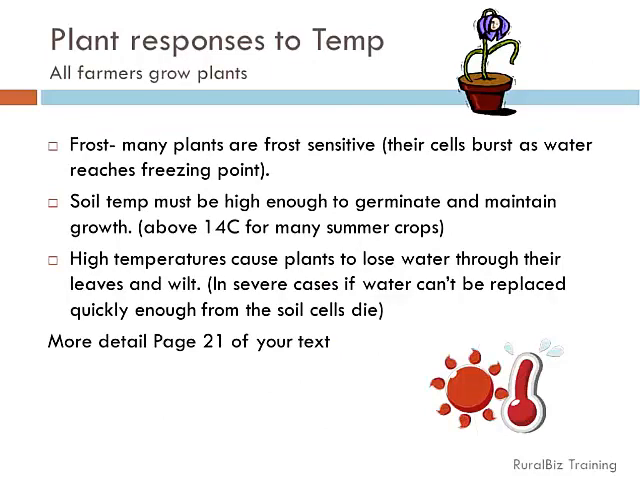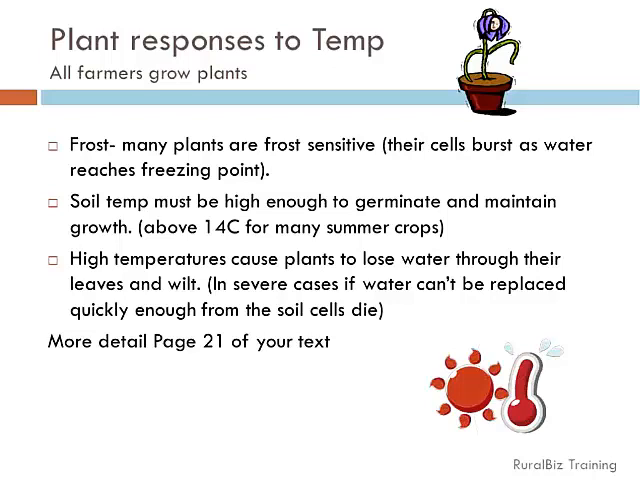So how do plants respond to temperatures? Well, many plants are frost sensitive, and by frost sensitive we mean that they can be damaged when frosts occur. The damage can come from their cells bursting as the water reaches freezing point. Water expands as it approaches 0 degrees. That's why icebergs float. But it could be from the ice crystals being formed that physically act like a needle and pierce the cells and kill the cells. There's all sorts of different ways that frosts affect plants.